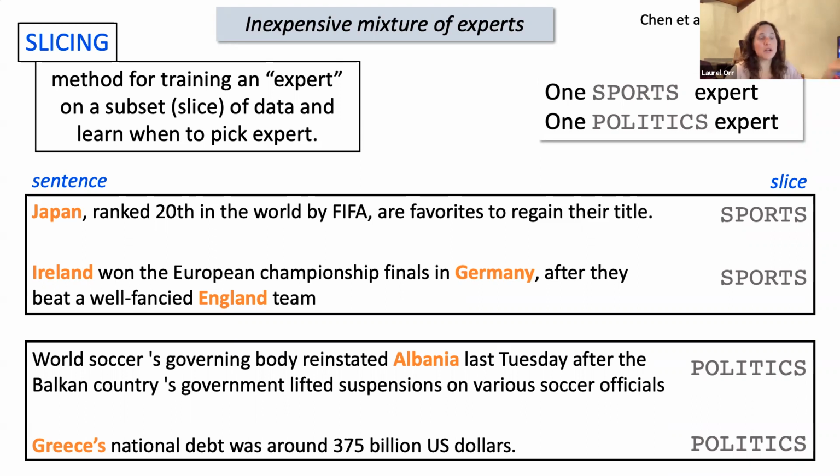And on the other hand, maybe you wanted another slice that was over political entities. So for example, in this sentence, Japan ranked 20th in the world by FIFA would be a sentence in the sports slice, whereas Greece's national debt would be one in the political slice. And then what this slice-based learning method does is it allows the model to specialize on each of those slices and then learn how to integrate those predictions together. And again, I'll leave the details to the paper, but what's needed here is, again, the data engineering technique of understanding and defining what these relevant subsets of data are.